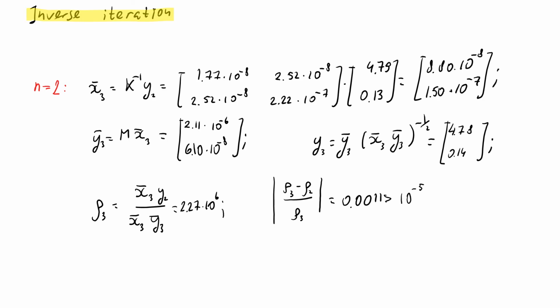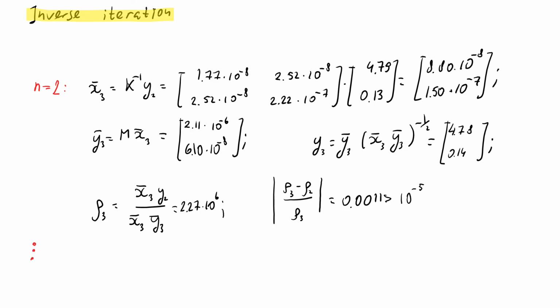So we'll get 0.0011. It's bigger than 10 to the power of minus 5. It's bigger than our tolerance, so it means we have to continue our algorithm. So these are the 2 steps, handwritten.